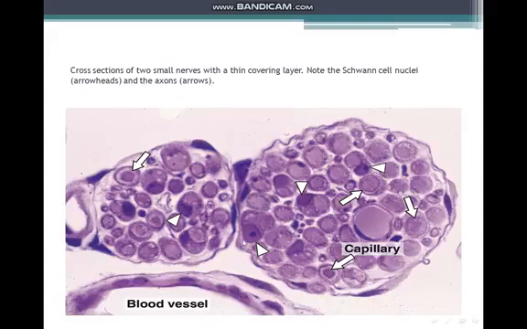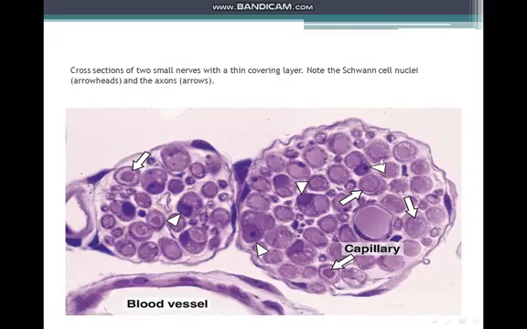In the myelinated nerve fiber, we can see the nucleus of the Schwann cell. So this is the nerve fiber or axoplasm, this is the myelin sheath, and this is the nucleus and the cytoplasm of the Schwann cell. So it is in close contact with the nerve fiber.